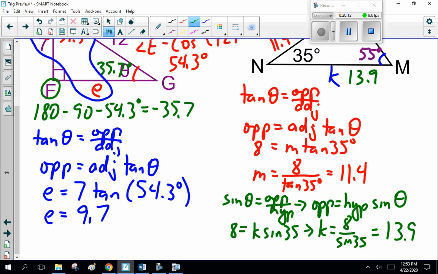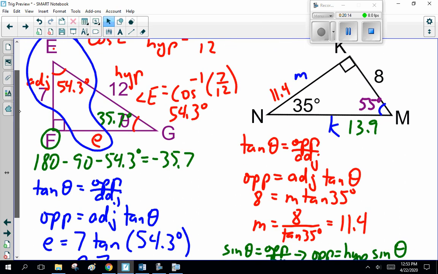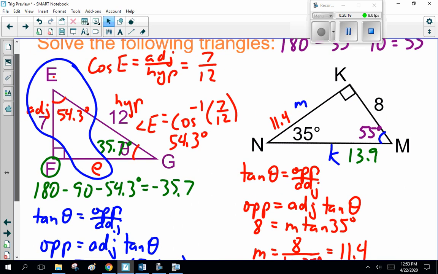Now, from my crude drawing, and you notice I do get picky about this, side n is 8. Side n is opposite angle n. That's 8. Then m is a little bigger, 11. K is almost twice as long. So yeah, it's a reasonable number.